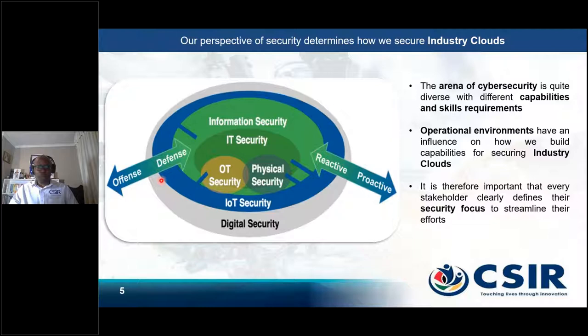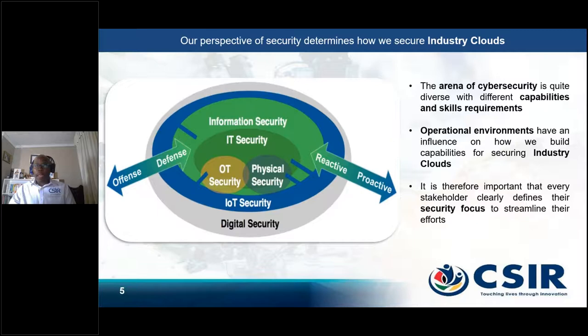But if you find other organizations such as the military and law enforcement, if they adopt industry cloud, the approach is a little bit different there. And then, as I indicated as well, you have to consider, do you have IoT within your environment, sensors in the field that need to be monitored or that need to form part of this cloud? Ultimately, this operational environment will determine how your industry cloud will be secured. And it's also very important that when a stakeholder or an industry is adopting this industry cloud, they clearly define what the security focus would be across these various perspectives, because it is possible that you could have a cloud that deals only with IT security for your data that is in the cloud, but the OT security and physical security, you still have to deal with internally.